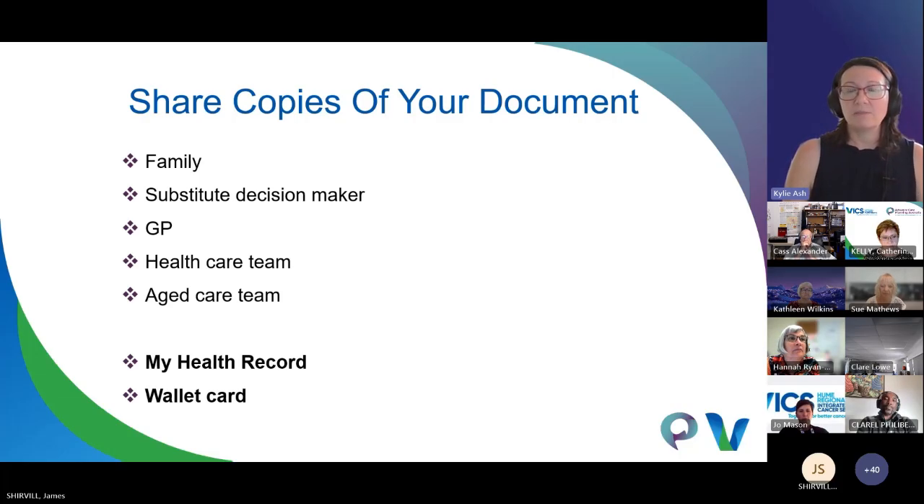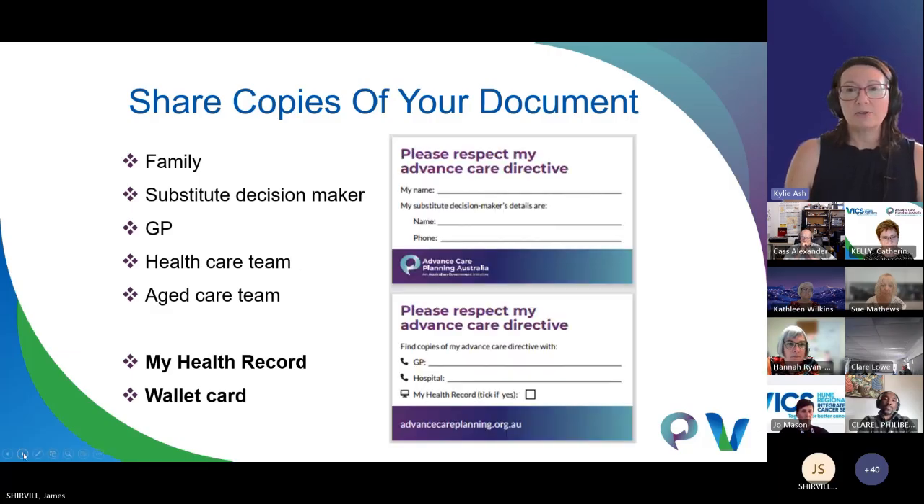Having a wallet card can also help you quickly identify your medical treatment decision maker and the location of any advance care planning documents. James, if you just click the slide again, you'll be able to see that on your screen. These are available for download from the Advance Care Planning Australia website, or we can post you one if you call the National Advisory Line. Just a really good thing to pop in your wallet. Thanks. Next slide.